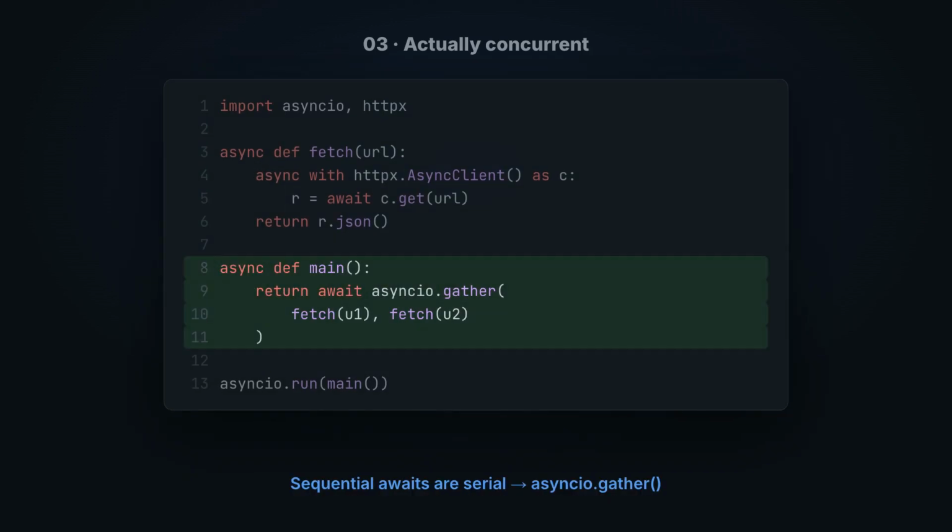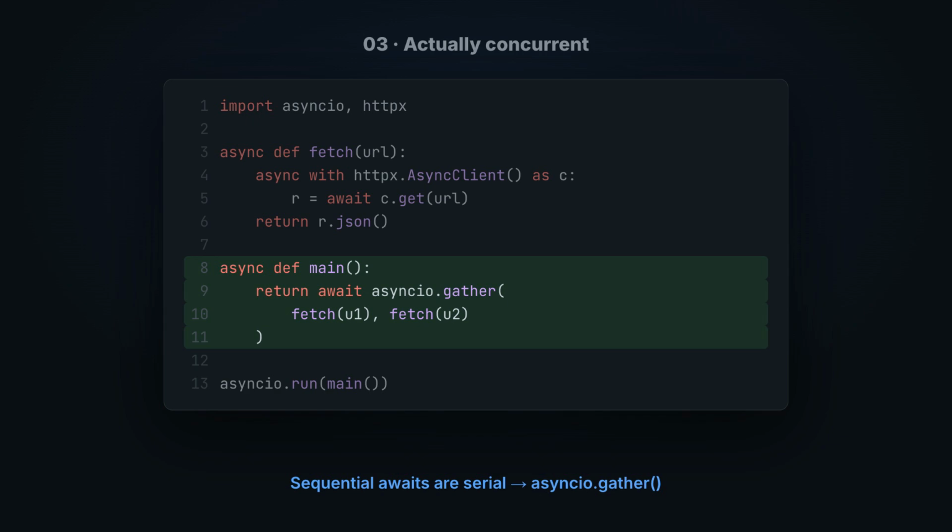Last problem, and it's the reason people say async made their code slower. We await the first fetch, then await the second. Read it literally. We completely finish fetching the first URL before we even begin the second. That is sequential. We paid for all the async ceremony and got none of the benefit. It's exactly as slow as plain synchronous code plus overhead.